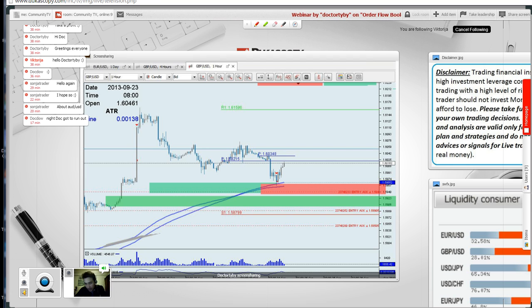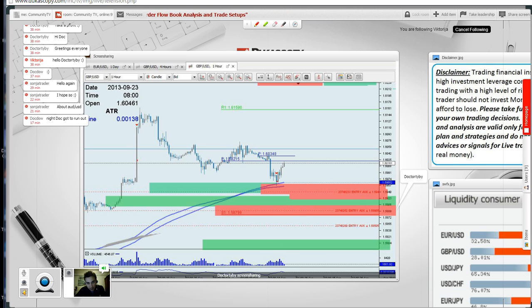So as I said, at 1.58 more demand. Stops all over the place. As I said, stops even lower than 1.5950. Under 1.59 again stops. And a lot of stops all over the place here, just like my stop at 1.5890, 1.5850. At 1.5850 I don't see demand for the moment.